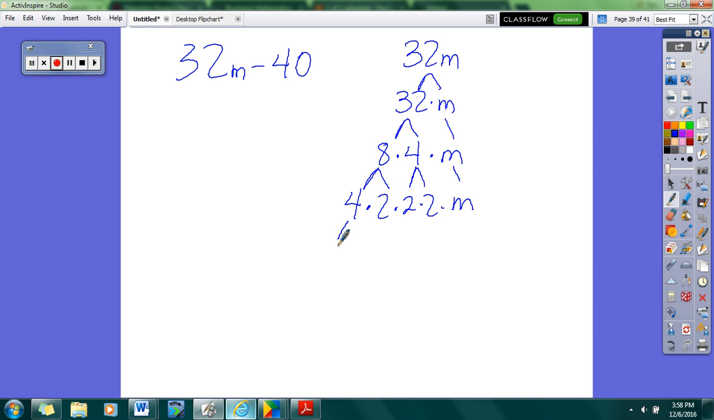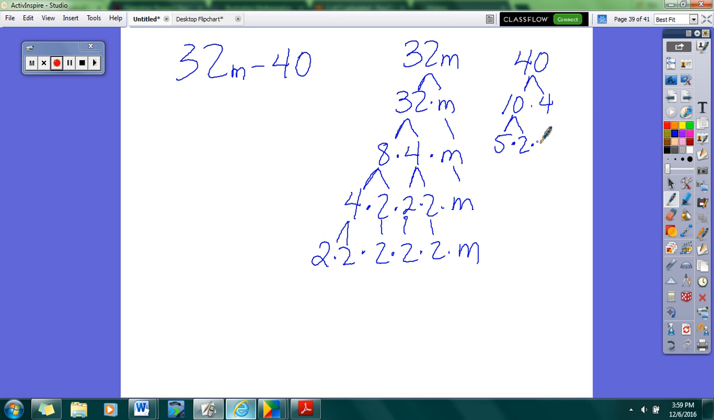Not done yet because 4 is not prime. 2 times 2 times 2 times 2 times 2 times m. So that's a big factor tree. Now I have 40. I know 40 is going to be 10 times 4. 5 times 2 times 2 times 2. Okay, so there is my complete list of products of primes.